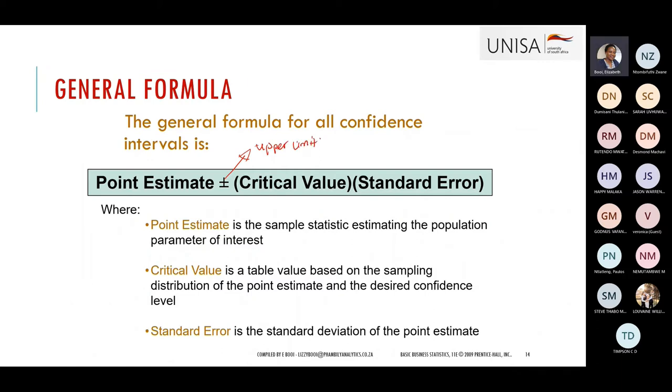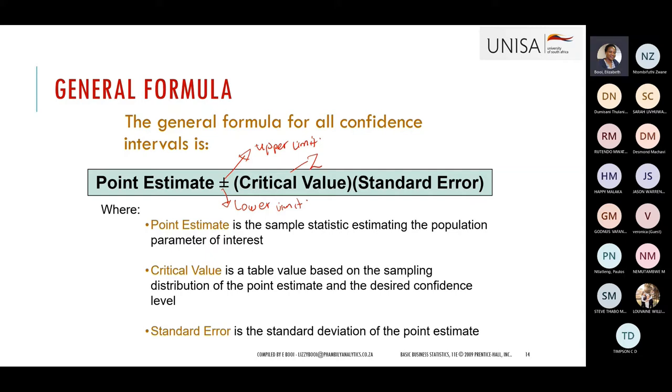It's very important to know that if they ask you in the exam or in the assignment to calculate the upper limit, from the confidence interval formula you're only going to calculate the plus side. The minus gives you the lower limit. Always remember that. And it will be plus or minus the critical value. I told you that the critical value is something that you already know, because if we use the example of a Z table, the critical value here is your Z value.